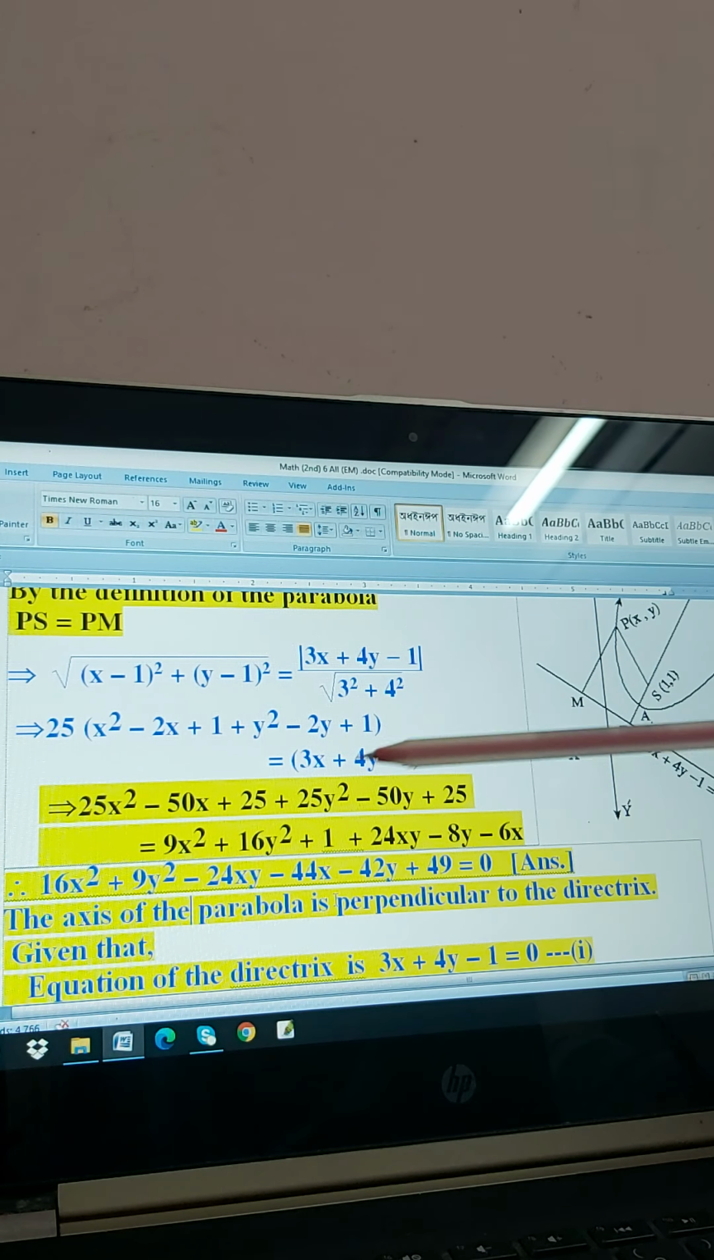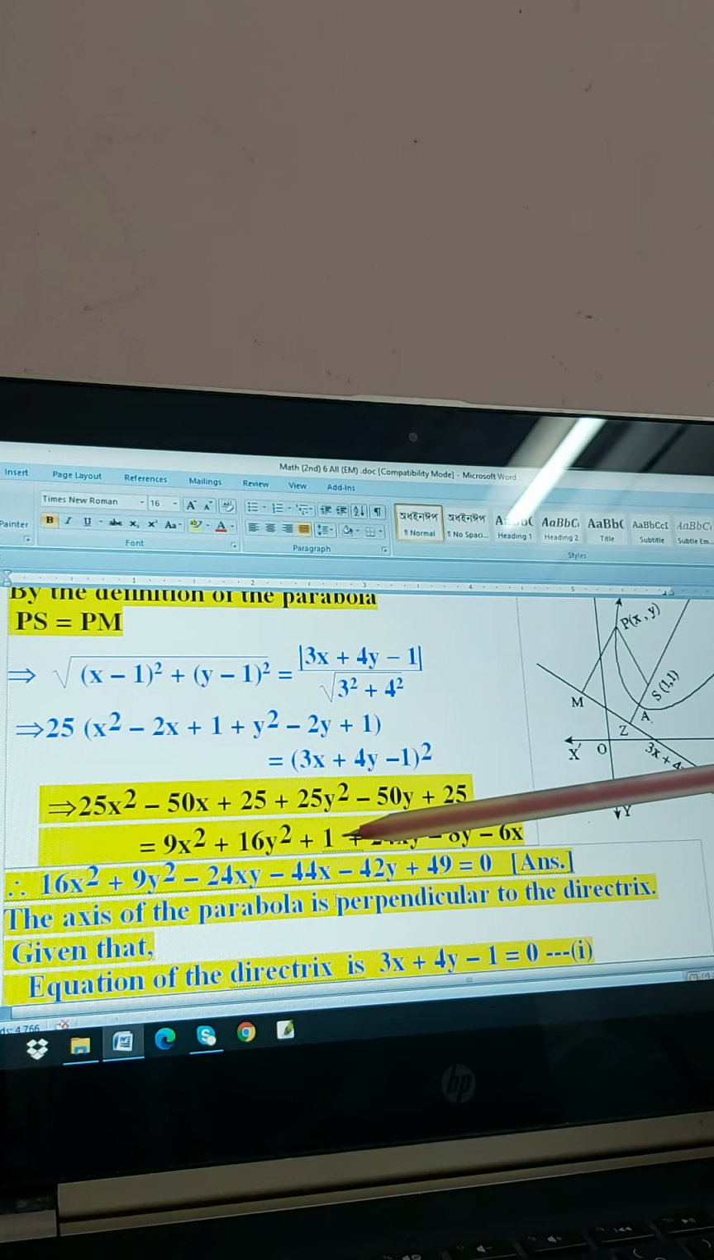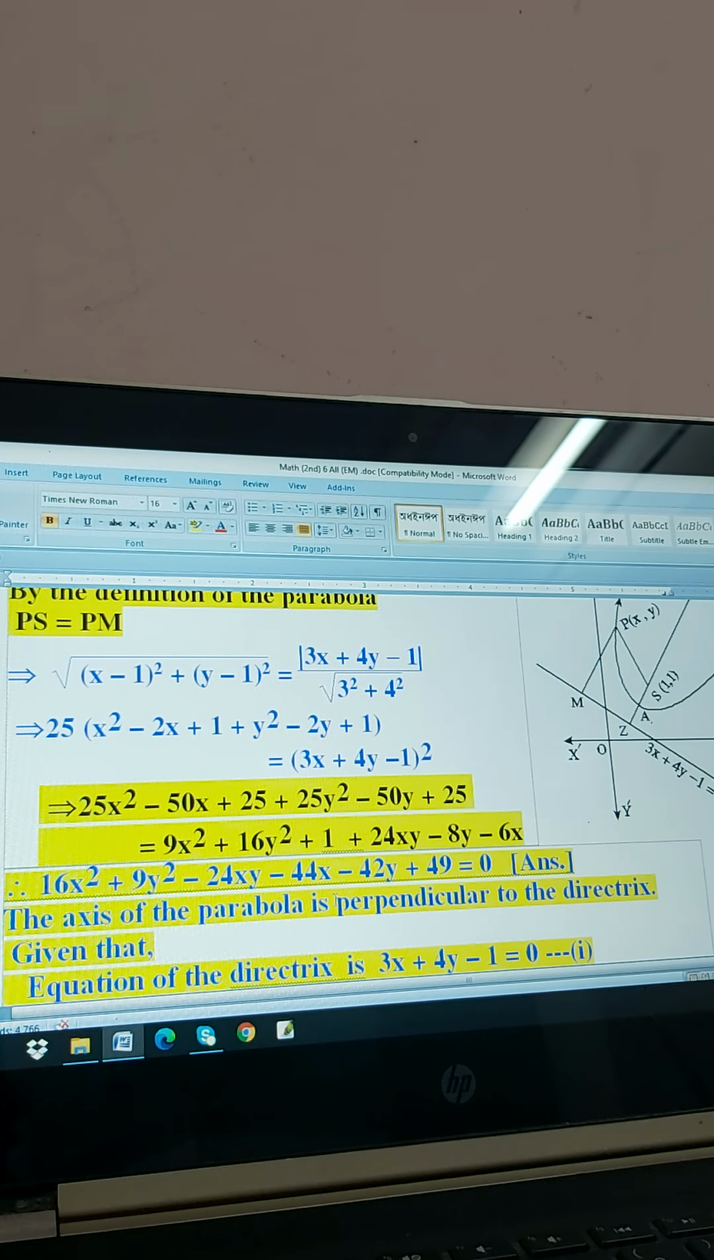This is 25 plus 25, that is 50, this is plus 1, it will be minus 1, then it will be plus 49. This is the required equation of the parabola.